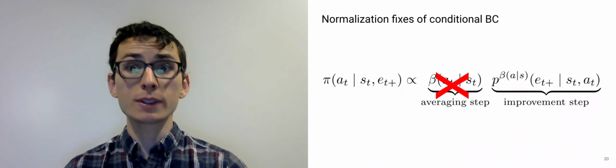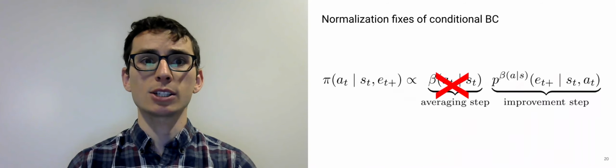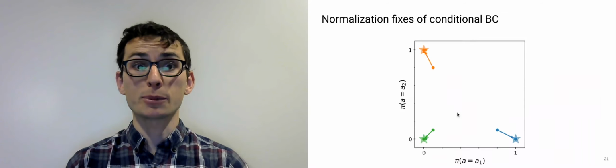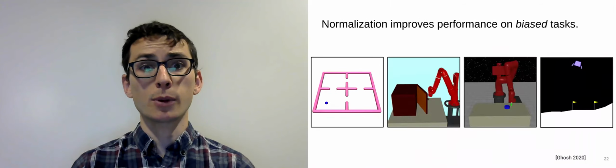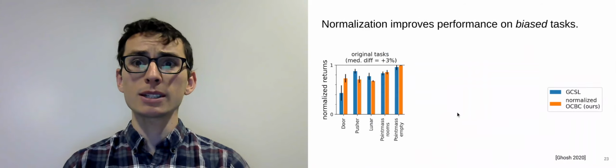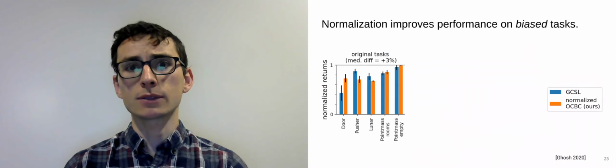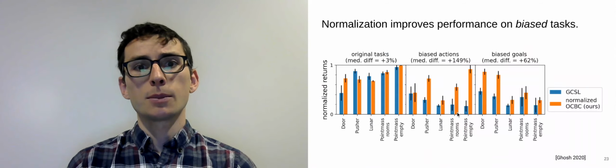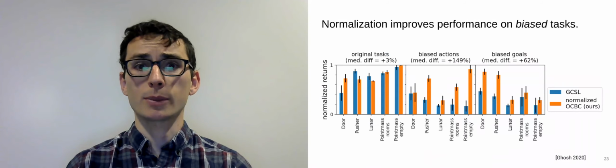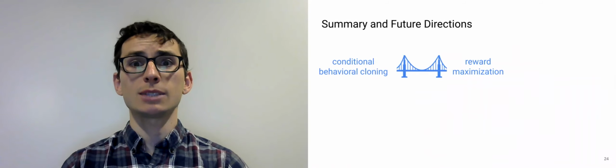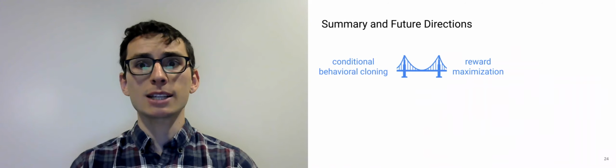And in our work, we remove this averaging step using a simple form of normalization. This allows us to learn the optimal policy in this case. On 4 benchmark tasks from prior work, we get roughly the same performance, perhaps because the data distributions here are relatively close to uniform. But on versions of these tasks with biased goal distributions, we observe much bigger boosts in performance. So we've drawn a connection between behavioral cloning and reward maximization.